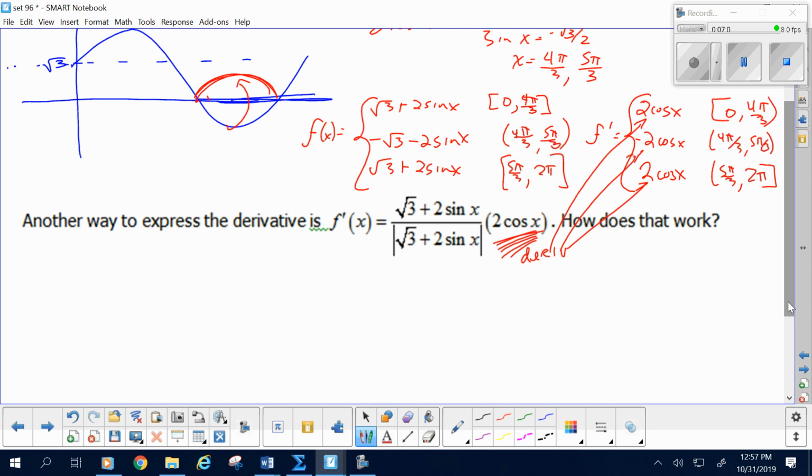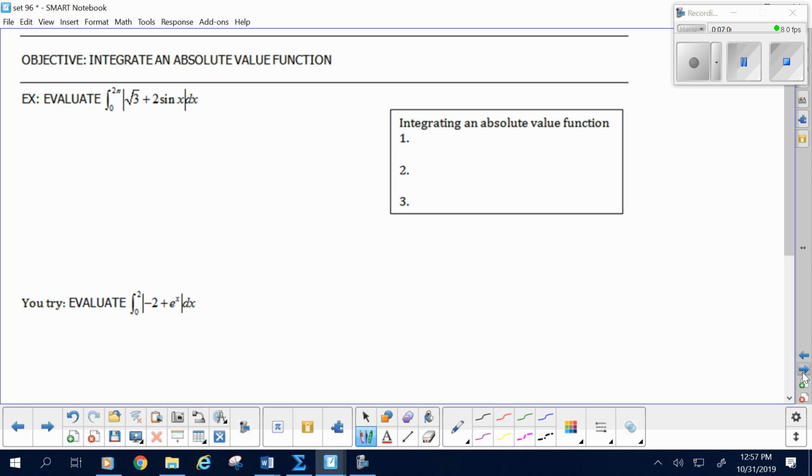That is one way to do it, and I like it, but you're going to do it piecewise, okay? All right.